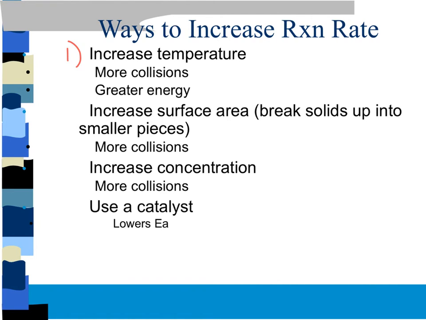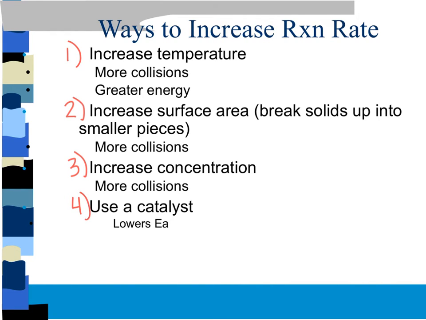Okay, the second thing that you can do is increase the surface area. That's where we're going to break it up into smaller pieces, increasing the surface area. Therefore, there are more collisions. More particles are going to be reacting, therefore more collisions. Then you can get over the hill faster. The third thing you can do is increase the concentration. By increasing the concentration, you would have more collisions, okay? That means more particles are in solution, they can collide more, therefore get over the hill faster.